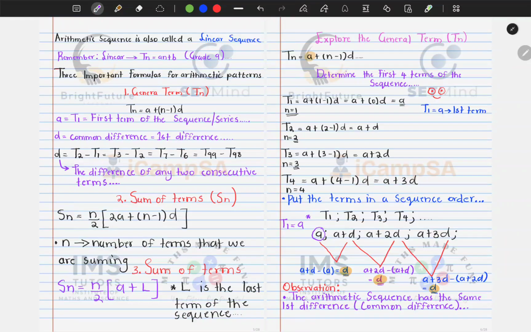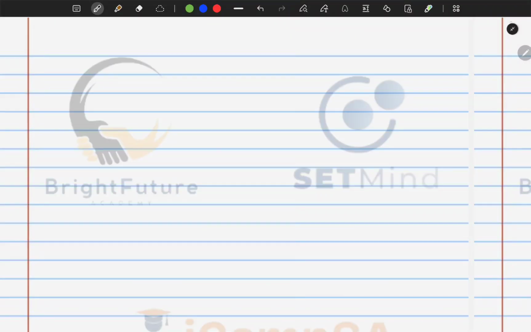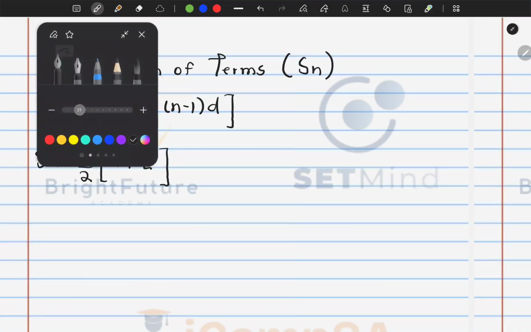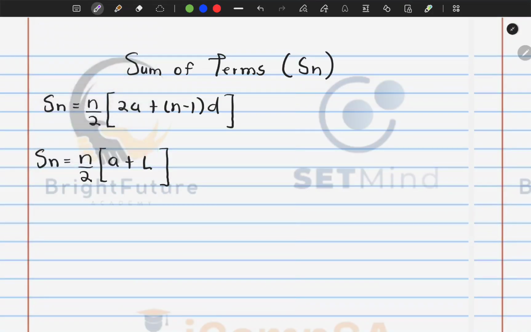So next, let's go and explore the summation. So the sum of terms we have spoken about before, and we mentioned that the equation is given by n over 2 into 2a plus n minus 1 times d. And then we also mentioned that there's another equation where we can have n over 2 into a plus l, which is the last term. And this will also give us the sum of n terms. So remember, what we are looking for here is the sum of n terms.